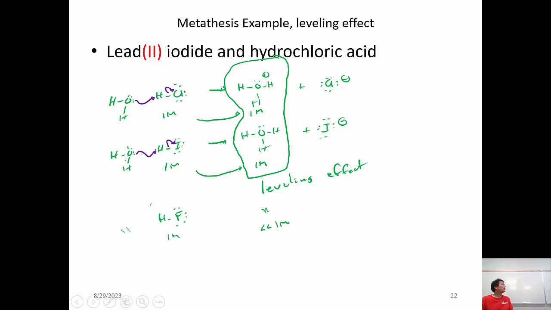All right, so going back to this reaction here, lead-2 iodide plus hydrochloric acid. Let me write that over here.